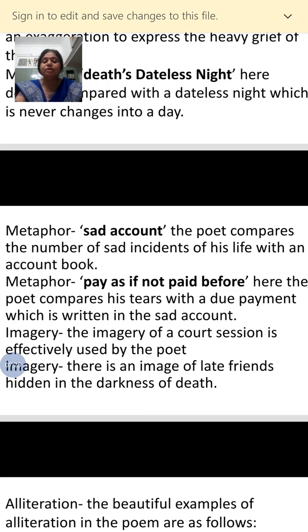Generally what happens is that when we pay an account, it is closed. Its dues are closed. But this due of tears is never closed. The more he pays the taxes, the more it is written in the sad account. Then comes the imagery. There is an image of late friends hidden in darkness of death. We can almost imagine that there is darkness all around and all his precious friends are hidden in that darkness.